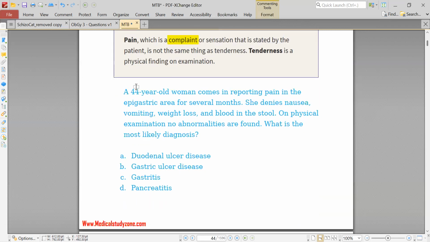So here, a 44-year-old woman comes in reporting pain in the epigastric area for several months. She denies nausea, vomiting, weight loss, or blood in the stool. On physical examination, no abnormalities are found.